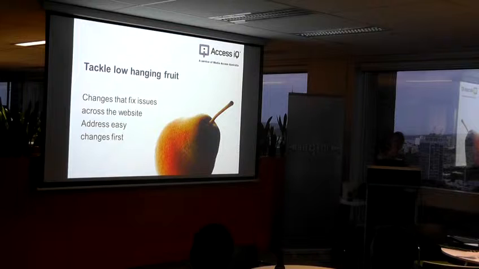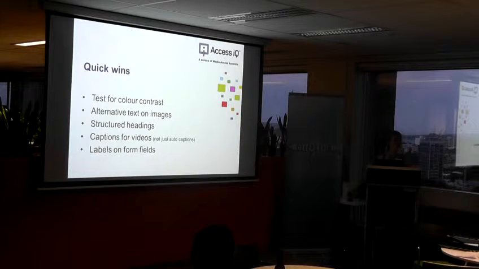My recommendation is to tackle what I call low-hanging fruit. So focus on the changes that fix issues across a website that are common. So looking at cascading style sheets, your template that's being used, you can really, really quickly look at issues like colour contrast, alternative text that might appear in images of that template, heading structure within the CSS, of course captioning for videos, but also any labels on form fields, especially the search box. Everyone seems to forget that one.